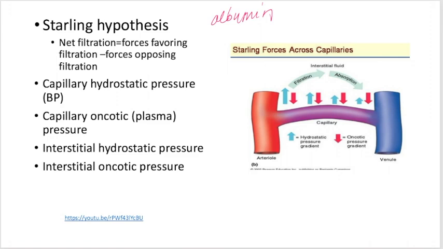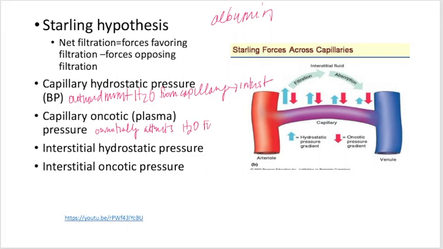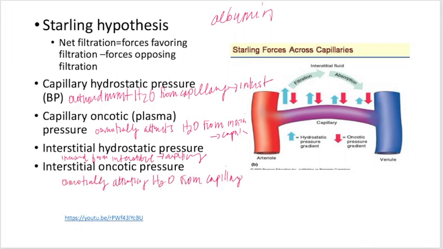Capillary hydrostatic pressure is blood pressure, and that's going to facilitate the outward movement of water from the capillary to the interstitium. The capillary oncotic pressure osmotically attracts water from the interstitium back into the capillary. The interstitial hydrostatic pressure facilitates inward movement of water from the interstitium back to the capillary. The interstitial oncotic pressure is osmotically attracting water from the capillary into the interstitium.